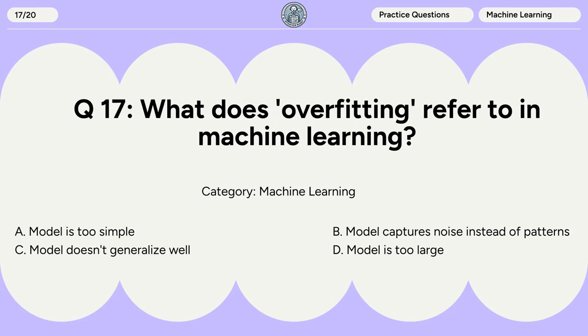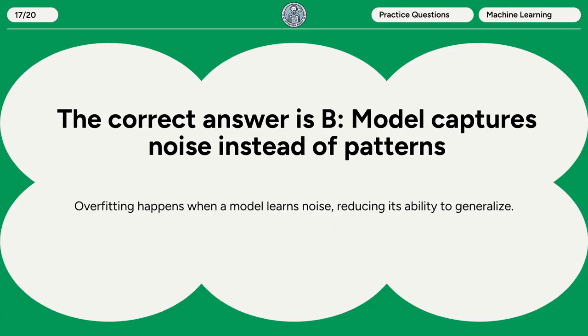Question 17. What does overfitting refer to in machine learning? A. Model is too simple. B. Model captures noise instead of patterns. C. Model doesn't generalize well. D. Model is too large. The correct answer is B. Model captures noise instead of patterns. Overfitting happens when a model learns noise, reducing its ability to generalize.